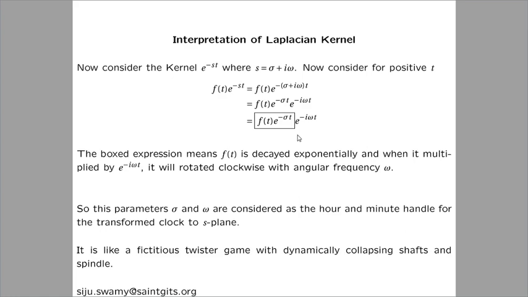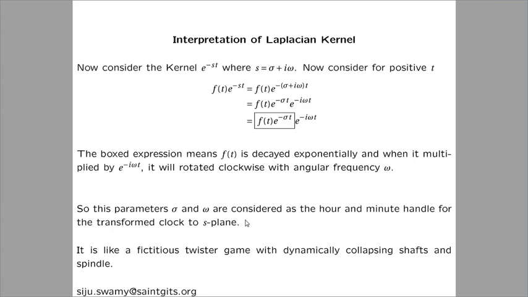In the previous slide, we saw e raised to i omega t is actually the part of circulation. When we multiply this function by e raised to minus i omega t, we rotate this expression in the clockwise direction. Minus means clockwise. Or simply, f of t into e raised to minus st decays this function f of t exponentially and rotates it by this angle omega. So f of t into e raised to minus st is an exponential decay followed by a circulation or rotation. So these parameters sigma and omega are considered as the hour and minute hands of the transformed clock. It's an analogy.